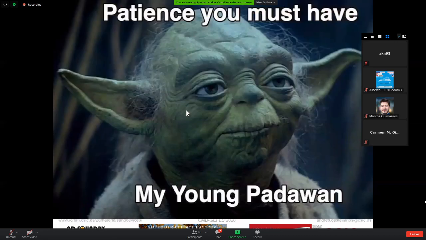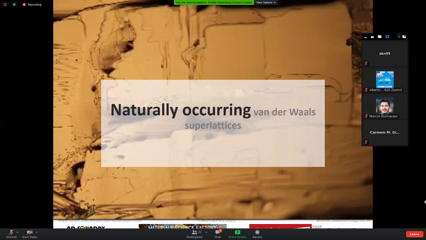Okay, in order to get this kind of really well controlled twisted angle samples, you need a lot of patience. Okay, so it's a terrible work. It's really difficult to get these kinds of samples, and that is where naturally occurring minerals or layered minerals start to play a role here.